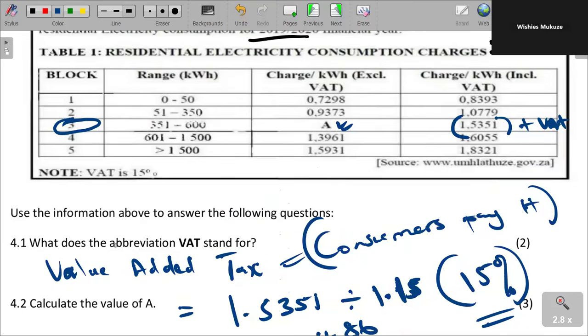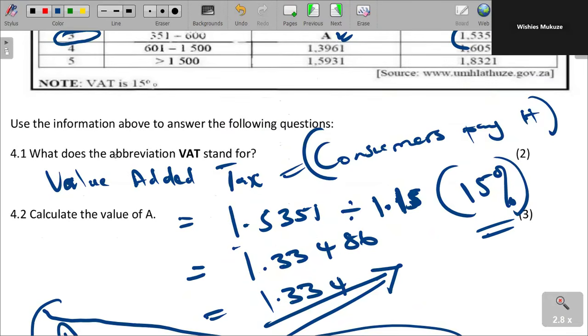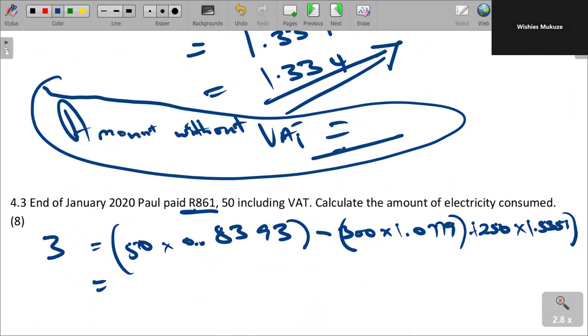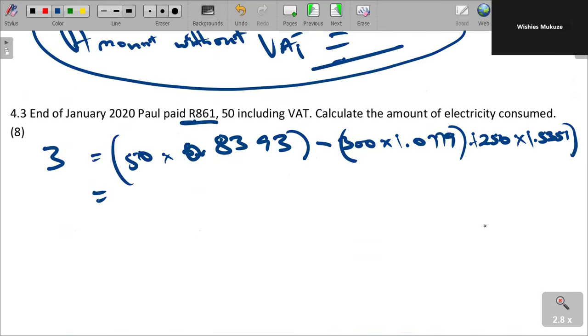We are saying it is at the end of January. That is to say we have our figures: 50 multiplied by 0.83, minus 300 times 1.077, plus 250 times that one. When we multiply those figures, it gives us an amount of 749.11.